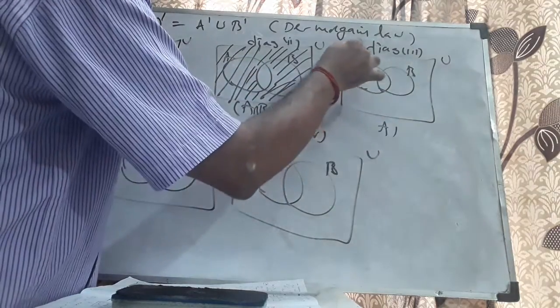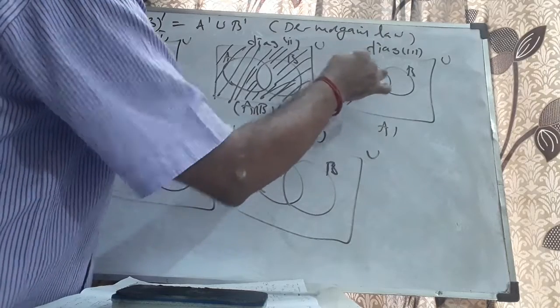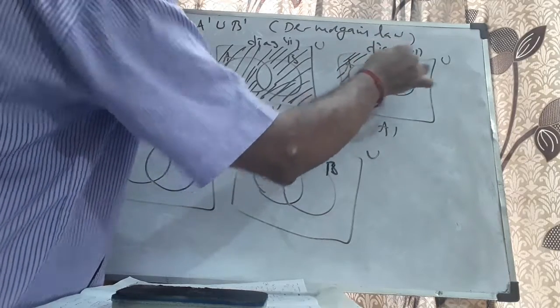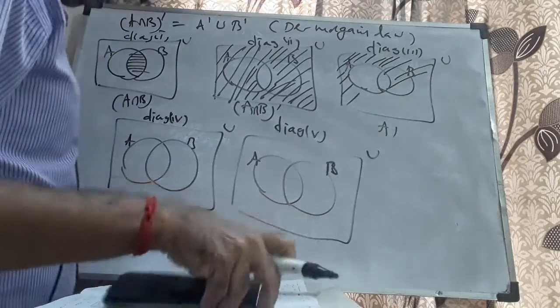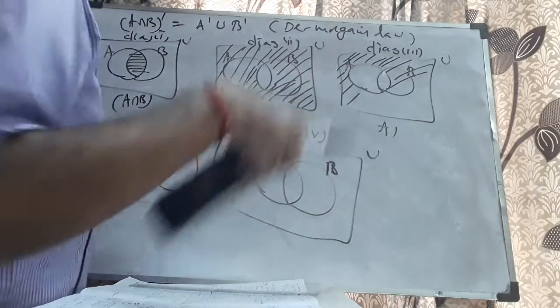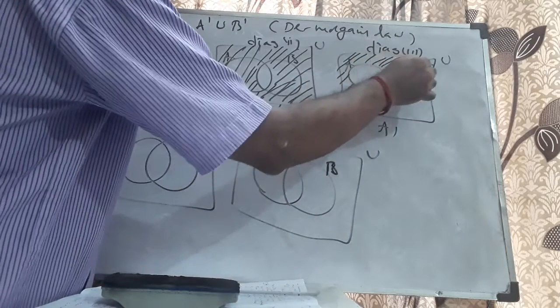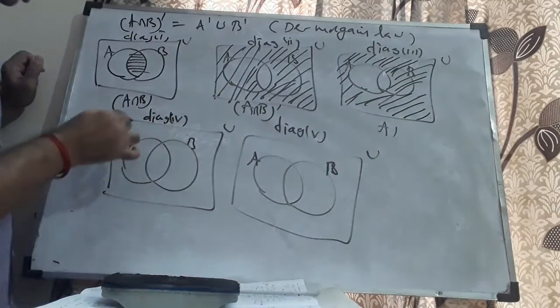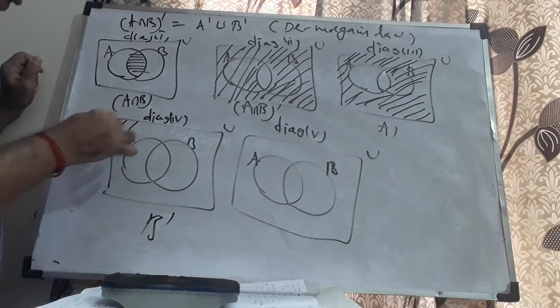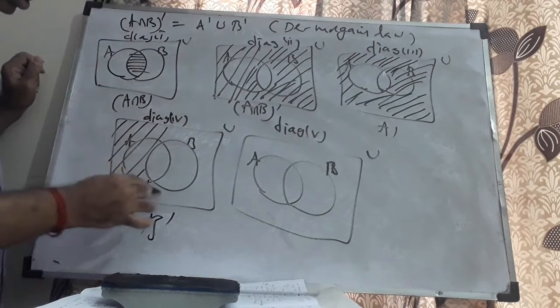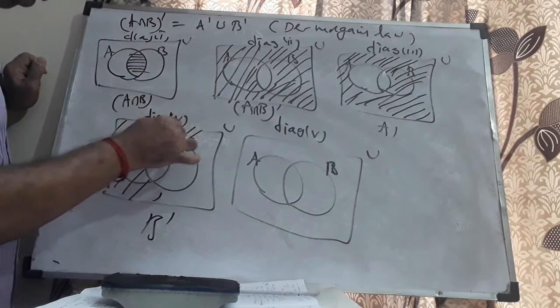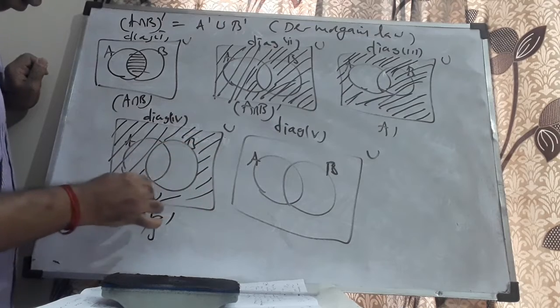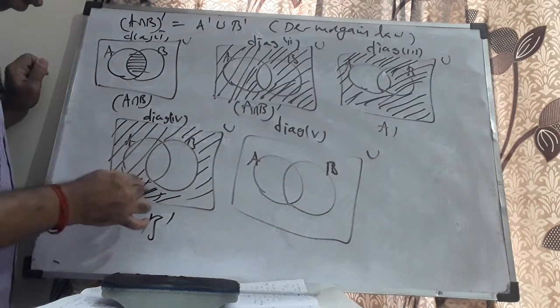Now here I'll be shading A dash. Other than A, I'll be shading everything. Except circle A, I'll be shading everything. Here, this is B dash. Except B, I'll be shading everything.